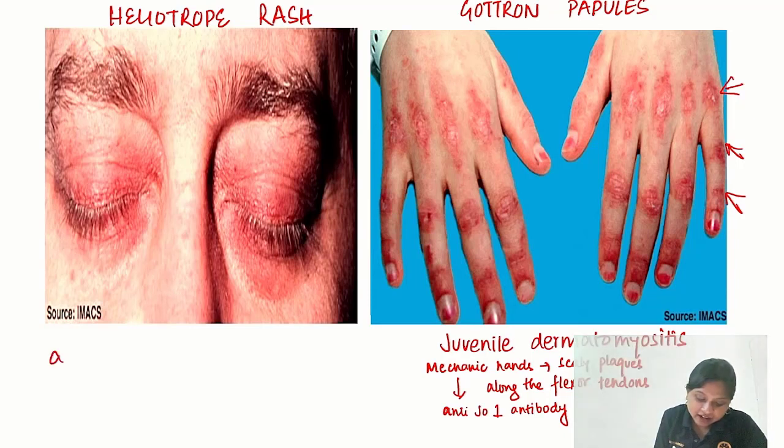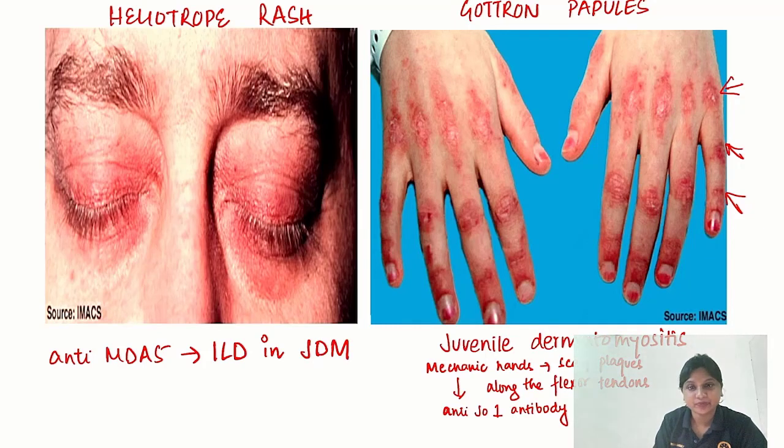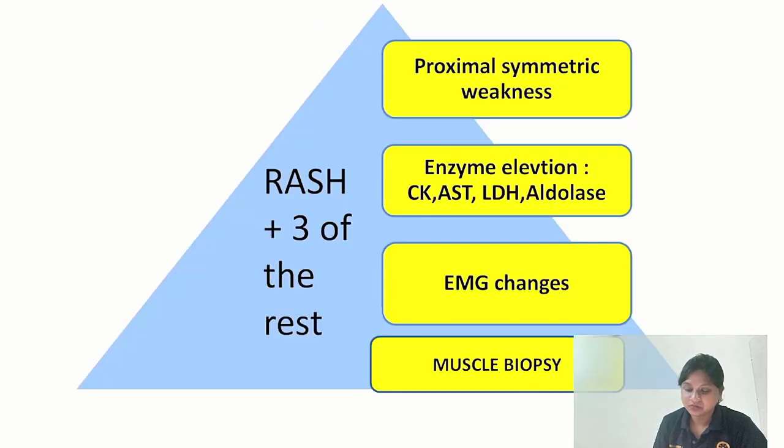Let me tell anti-MDA5 is associated with interstitial lung disease in case of juvenile dermatomyositis. Okay, so you should remember two antibodies: anti-Jo1 antibody that is associated with mechanic hands, JDM, and anti-MDA5 interstitial lung disease in JDM. So let us read the diagnostic criteria of JDM.